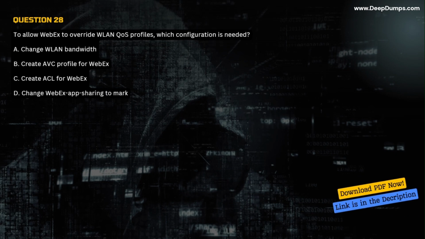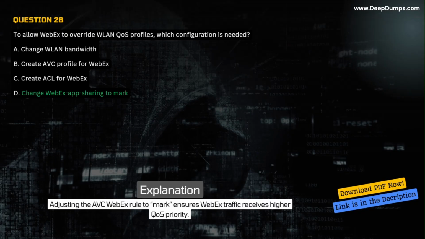Question 28. To allow WebEx to override WLAN QoS profiles, which configuration is needed? A. Change WLAN bandwidth. B. Create AVC profile for WebEx. C. Create ACL for WebEx. D. Change WebEx app sharing to Mark. Correct answer D. Change WebEx app sharing to Mark. Explanation. Adjusting the AVC WebEx rule to Mark ensures WebEx traffic receives higher QoS priority.